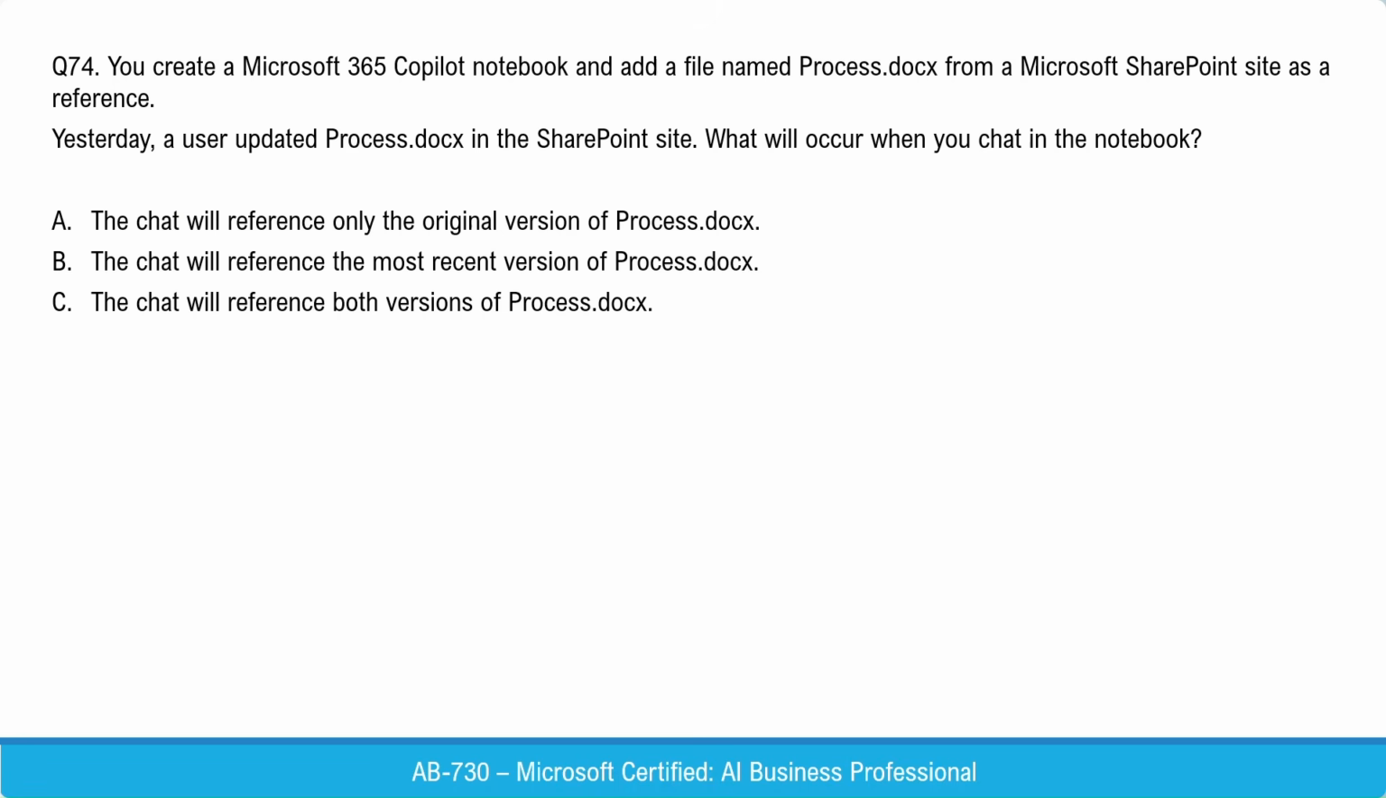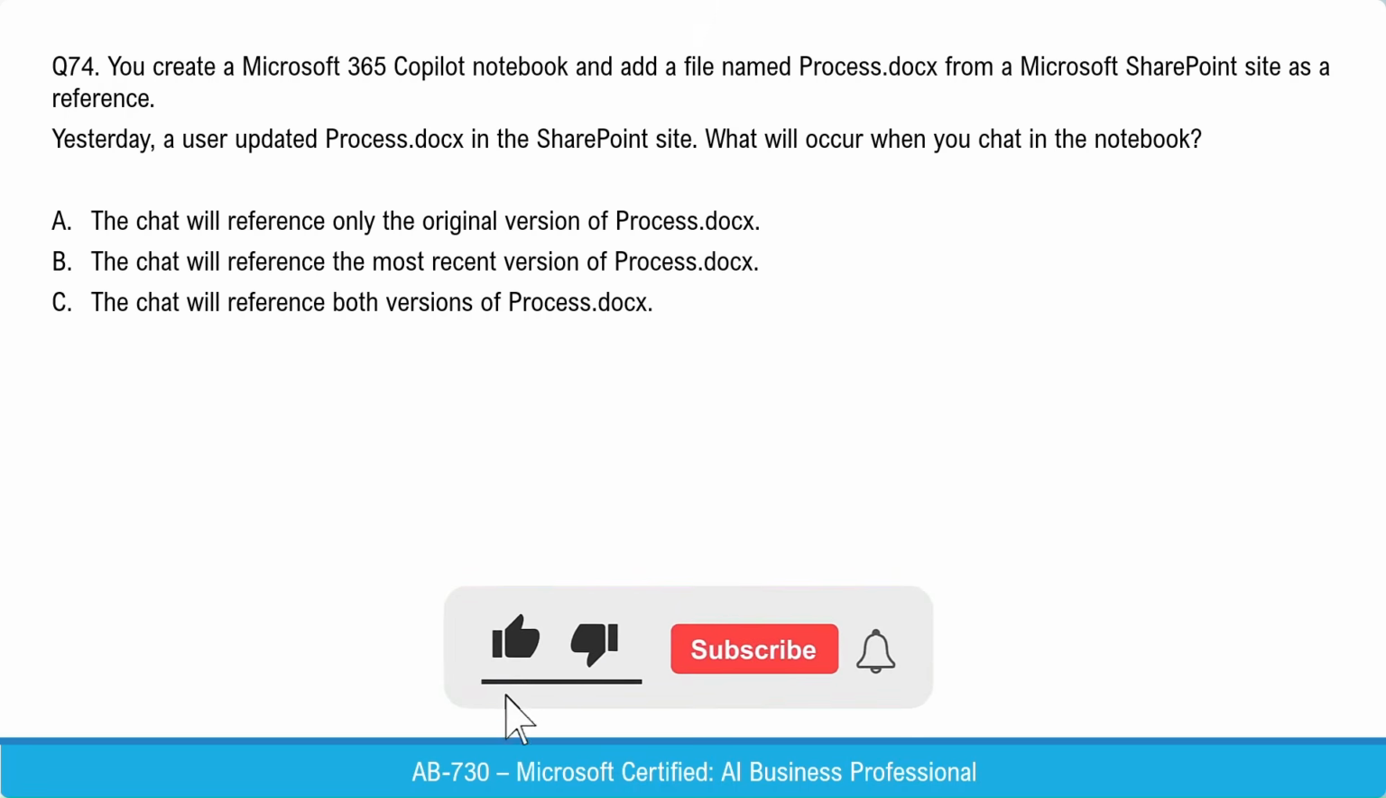Next question. You create a Copilot notebook and add a file named process.docx from a SharePoint site as a reference. Yesterday, a user updated process.docx in the SharePoint site. What will occur when you chat in the notebook? Your options are a chat will reference only the original version of the file, a chat will reference the most recent version of the file, or the chat will reference both versions of process.docx. What do you think?